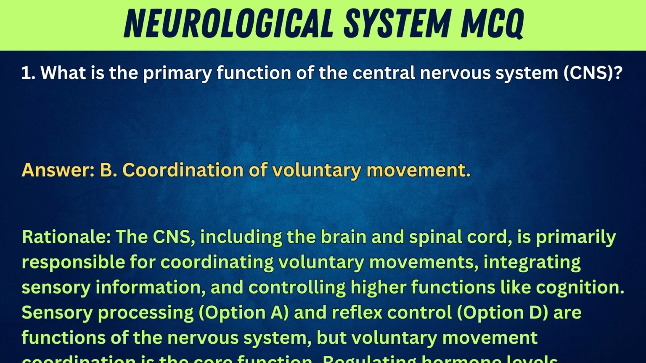Rationale: The CNS, including the brain and spinal cord, is primarily responsible for coordinating voluntary movements, integrating sensory information, and controlling higher functions like cognition. Sensory processing, option A, and reflex control, option D, are functions of the nervous system, but voluntary movement coordination is the core function. Regulating hormone levels, option C, is managed by the endocrine system.